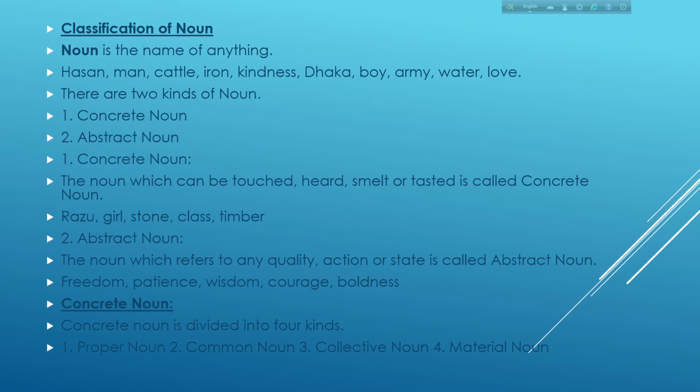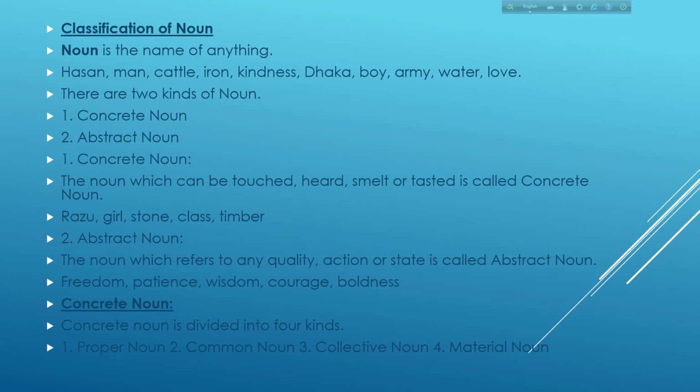So now, classification of noun. So what is a noun? Noun is the first part of speech. There are 8 parts of speech: noun, pronoun, adjective, verb, adverb, preposition, conjunction, and interjection. So a noun is the name of anything. For example, Hassan, man, cattle, iron, kindness, Dhaka, boy, army, water, love. These are all nouns.